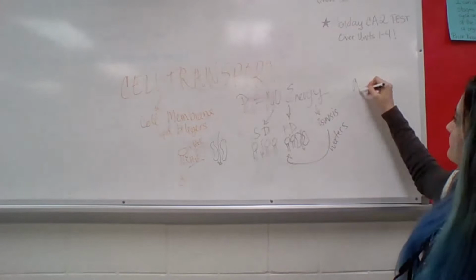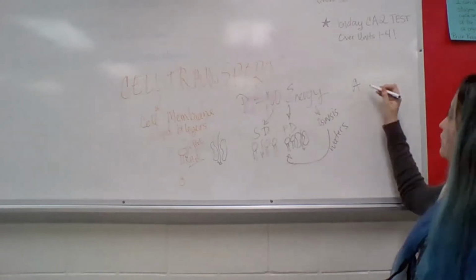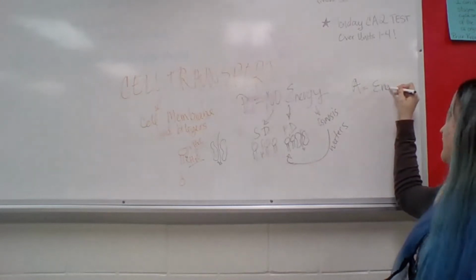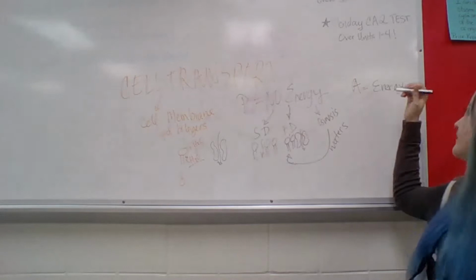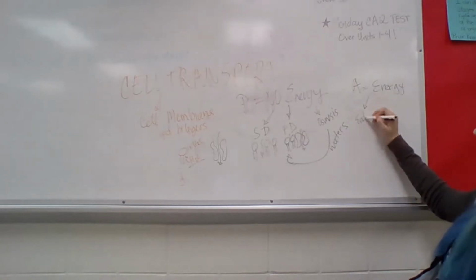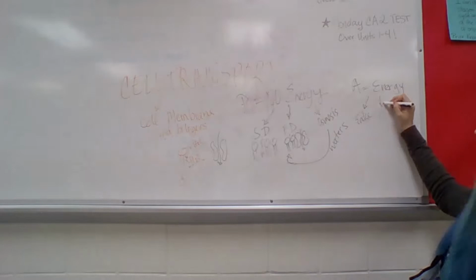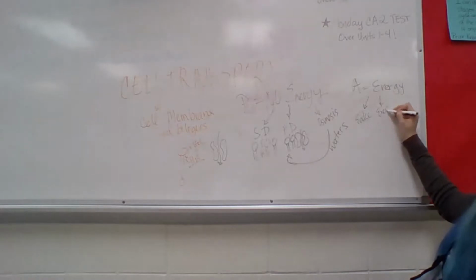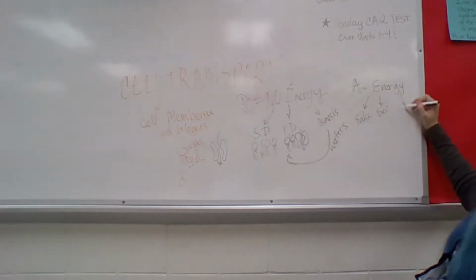And then we have the active kind of transport, which does require energy. And again, we have three kinds. The first kind is endocytosis. Second kind is exocytosis. And the last one are protein pumps.